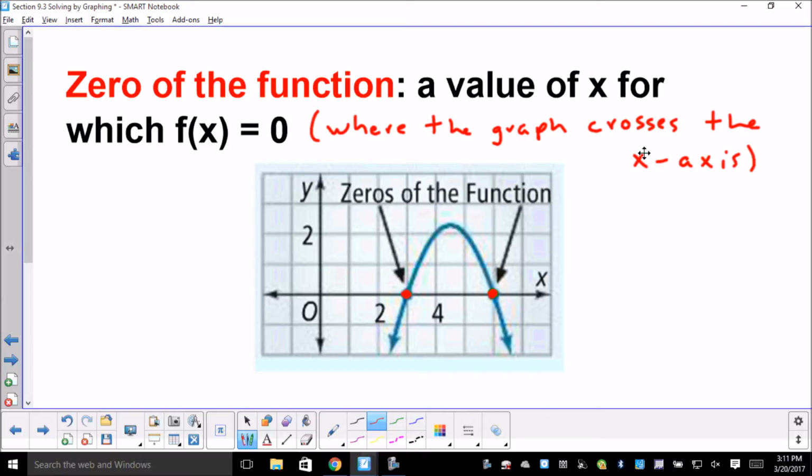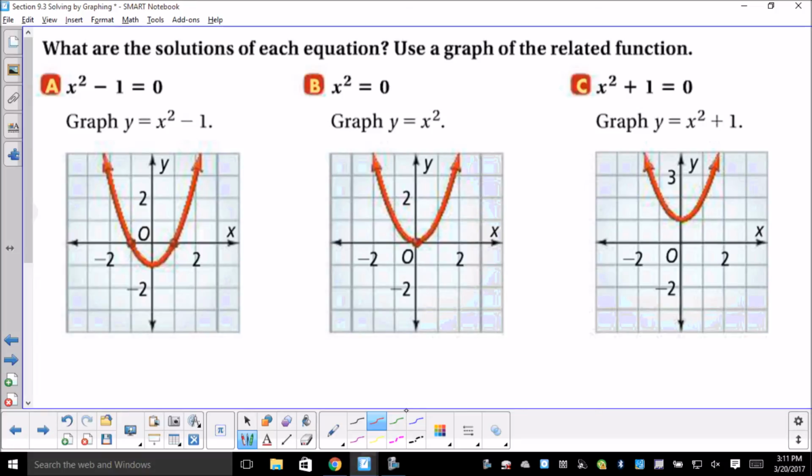So this is what we're going to be looking for when we solve these graphically: where does it cross the x-axis? Now let's take a look at 3 examples. We're going to solve these. They're already graphed for us, so solving them shouldn't be hard.